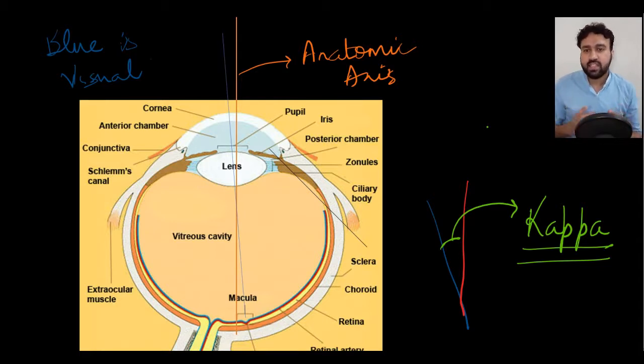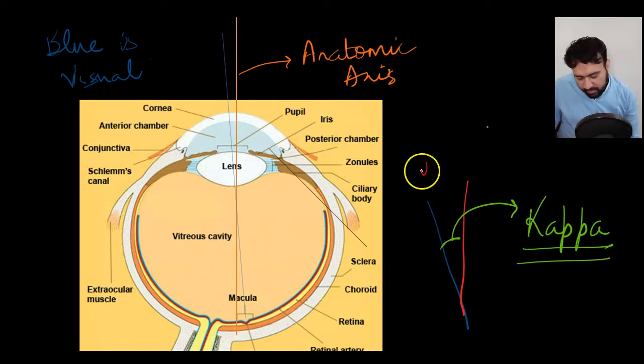Now what that does is that there is an angle between the visual axis and the anatomical axis, and this angle is what we call angle kappa, right? So angle kappa, remember the mnemonic PVK, and that basically means the angle between the pupillary axis and the visual axis.